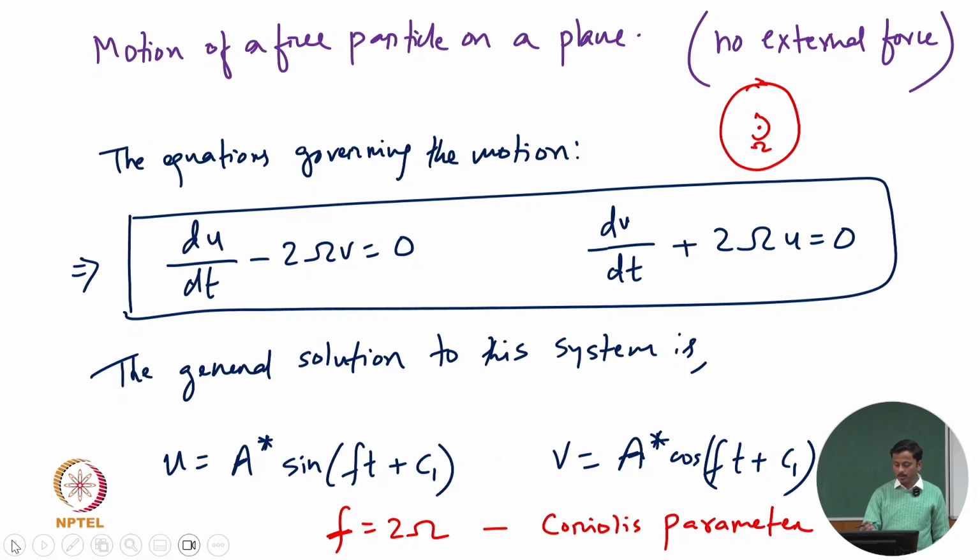And you will see that this will take a form which is slightly different in a rotating sphere. Here we are doing it on a plane, please remember this. So we are doing a motion of a free particle on a plane, and we'll then move to a more general form, that is motion on a sphere. So here in this case, f is 2 omega.